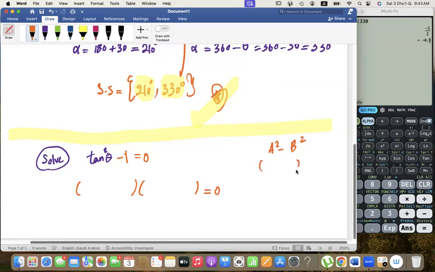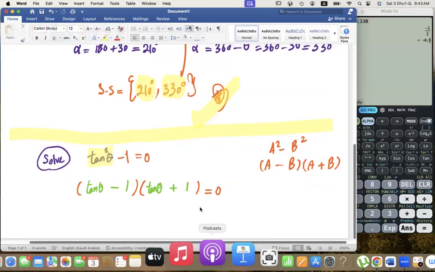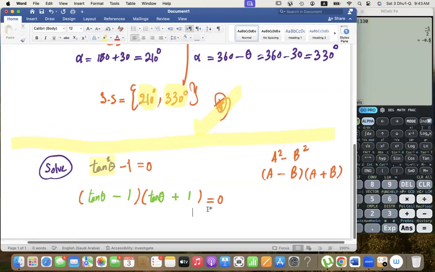So if you need to factorize this, you have to multiply a times a, b times b, and one is negative, one is positive. Let's do the same here. Tan squared, and the 1 also you can multiply 1 by 1. So this can be tan theta times itself. Then 1 is going to be 1 multiplied by 1. One is negative, one is positive. So now we can continue our solution.